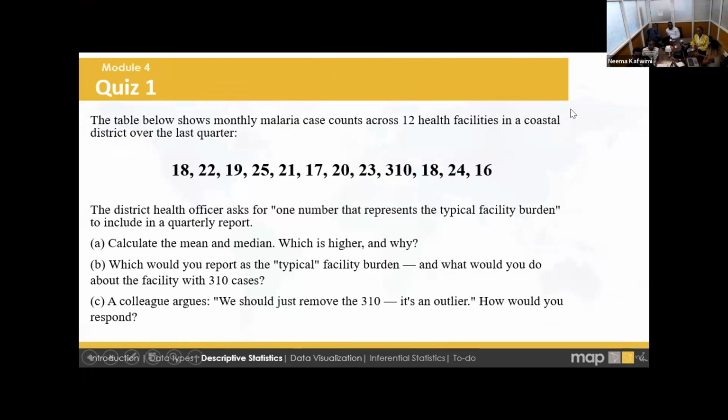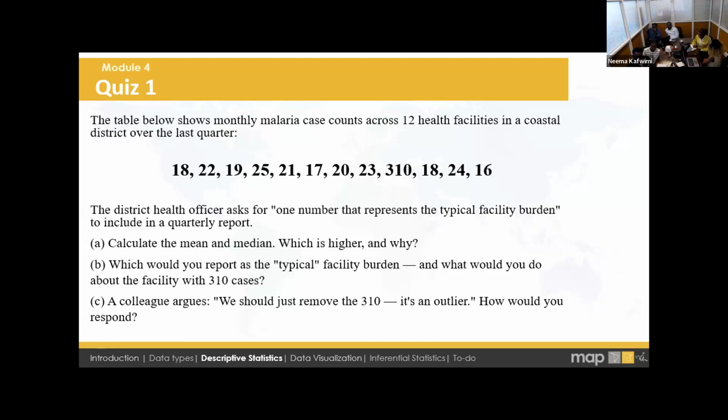So, okay, the question is, the district health officer asked for one number that represents the typical facility burden to include in a quarterly report. The first question is to calculate the mean and median, which is higher and why.